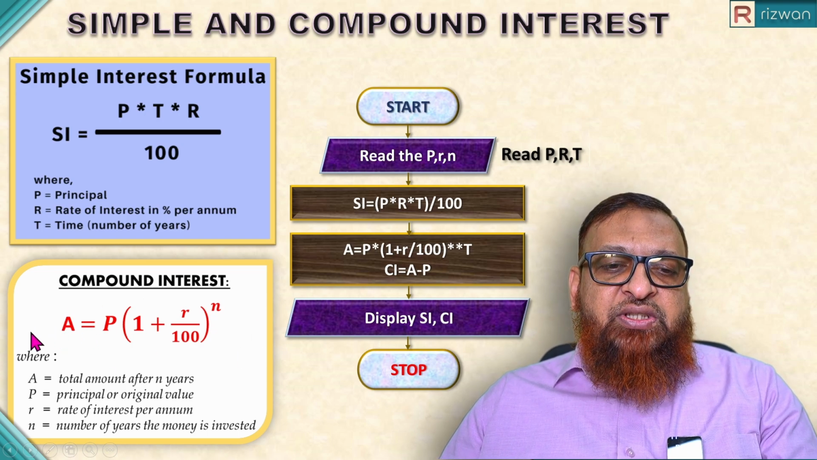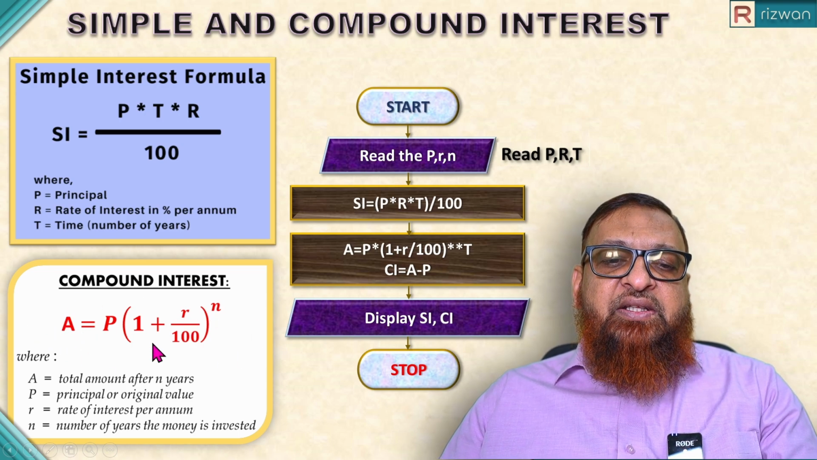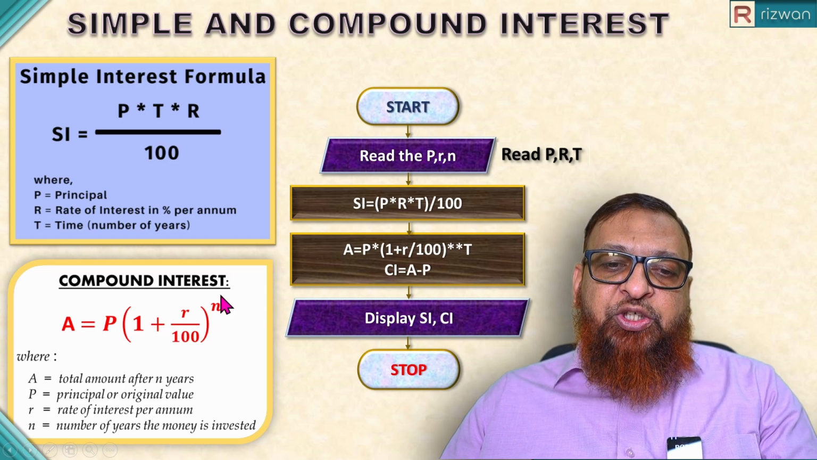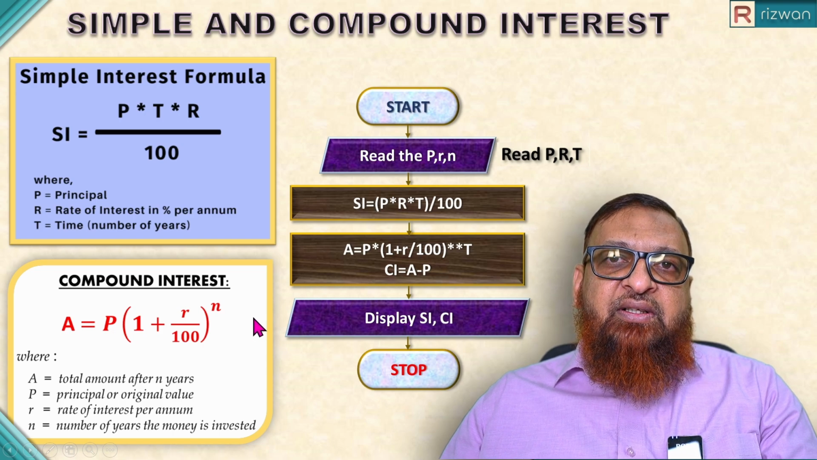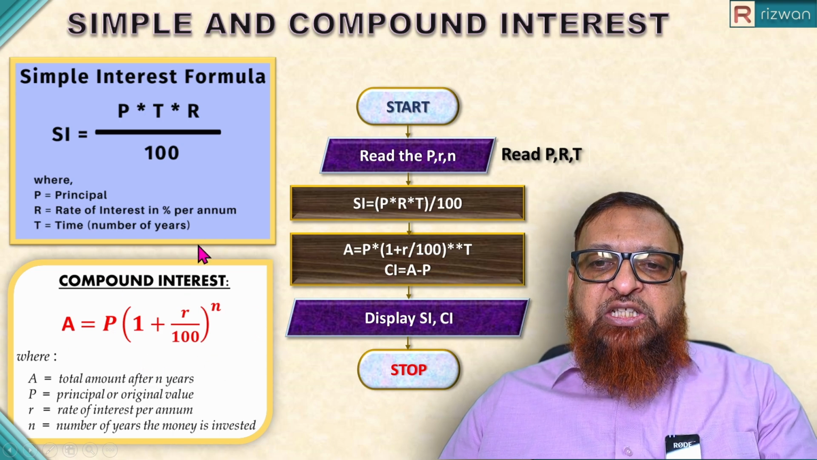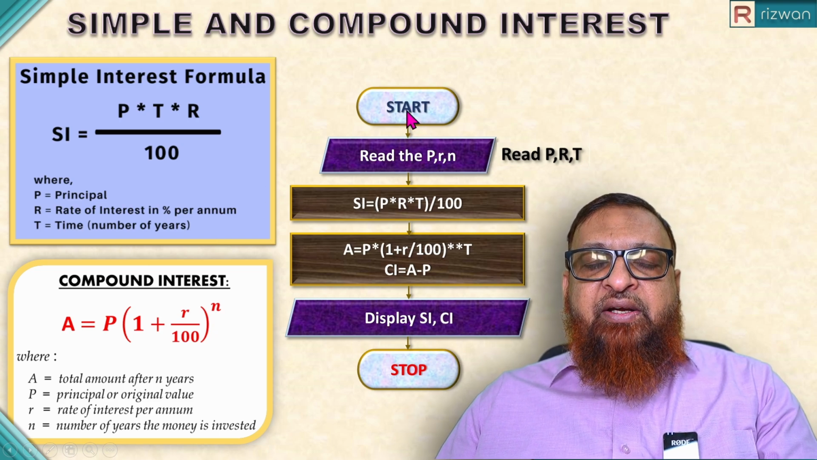Some of them will get confused. This is the compound interest. This is not a compound interest. This is the total amount you need to pay including principal amount and the compound interest. To get back the compound interest, you have to subtract this with the principal amount. Okay. So based upon this formula, we are going to generate a flow chart.